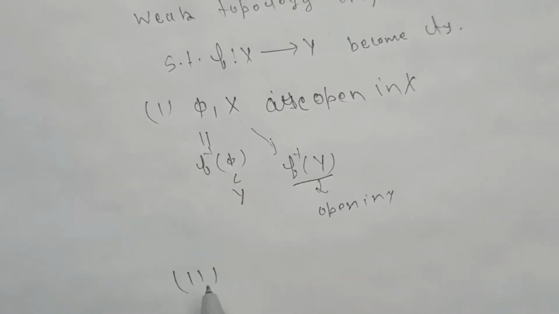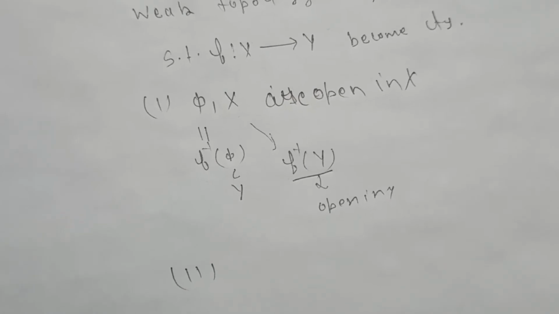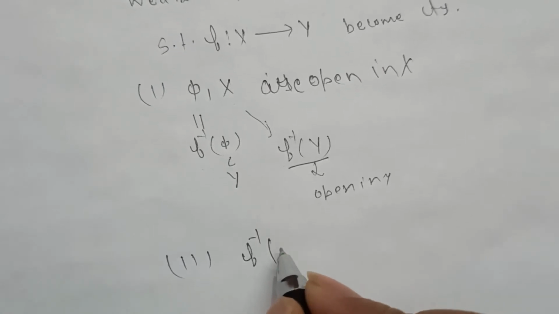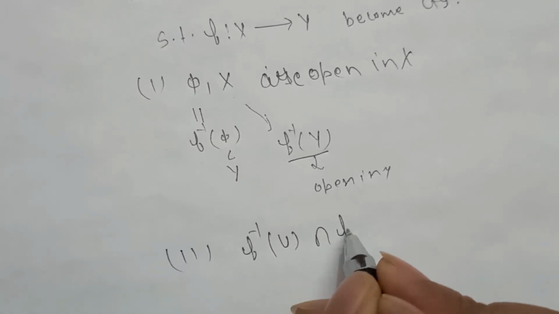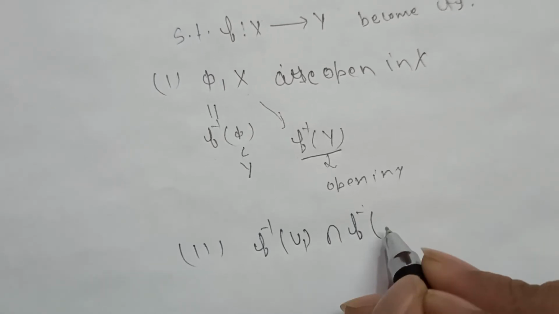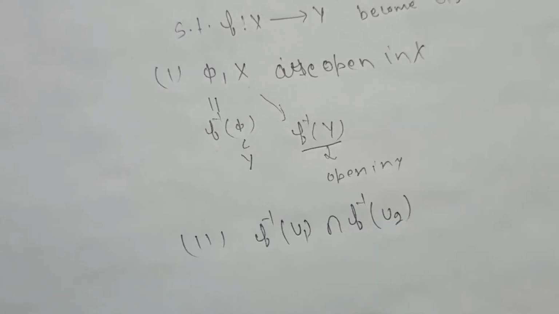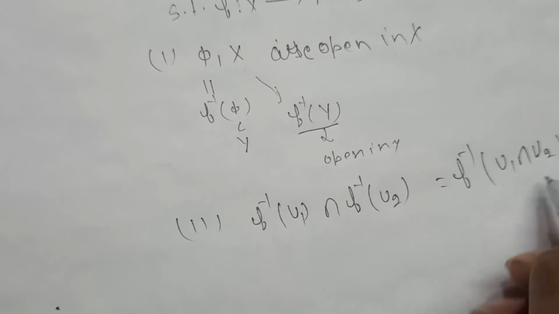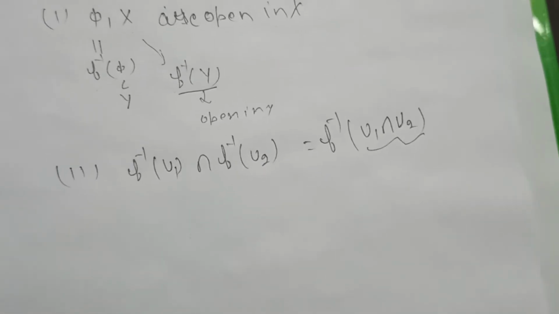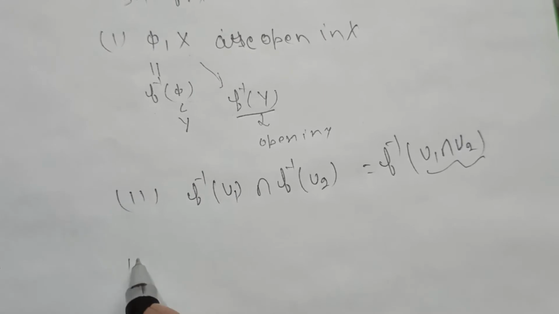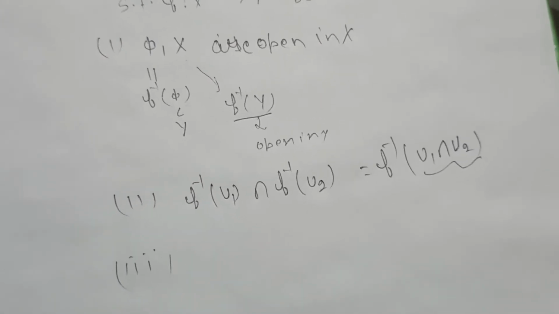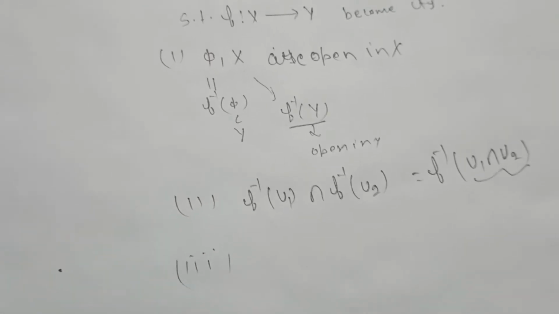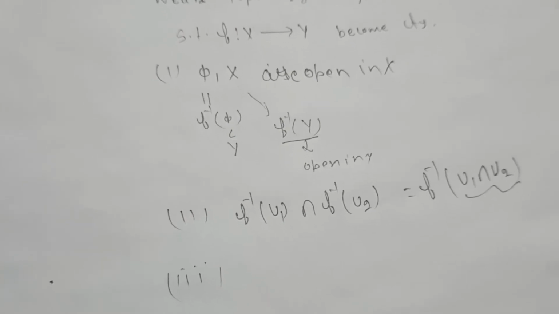For the second condition, you have to verify that the intersection of two open sets is open in X. That is again very easy: checking f inverse of U1 intersection f inverse of U2 is nothing but f inverse of U1 intersection U2, and this is open in Y, so this is open in X. And the third property is that an arbitrary union of open sets is open. You can verify that; it is very easy. Now the question is whether it is Hausdorff or not.